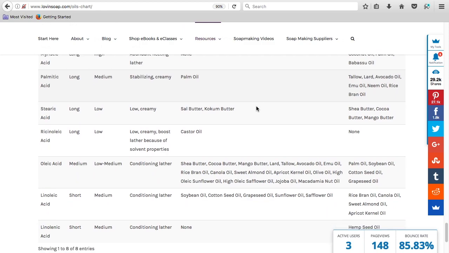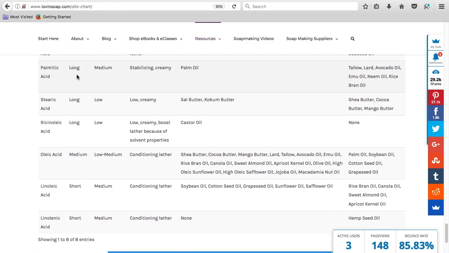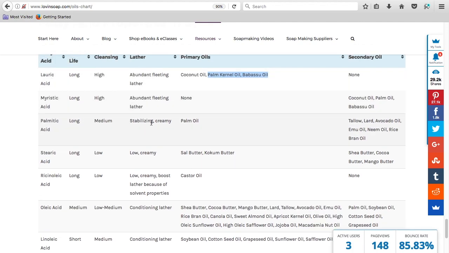Okay, now here's another one. Here's palm oil. It's high in palmitic acid. These are, again, the properties it has. Now there's not a one-for-one substitution for palm oil, but what I like to do is actually a blend of some of these oils. I do avocado, rice bran, and then I actually do shea butter. So substituting palm oil is a little more complicated than just a one-for-one substitution, but this can give you some ideas of some oils that you can choose.